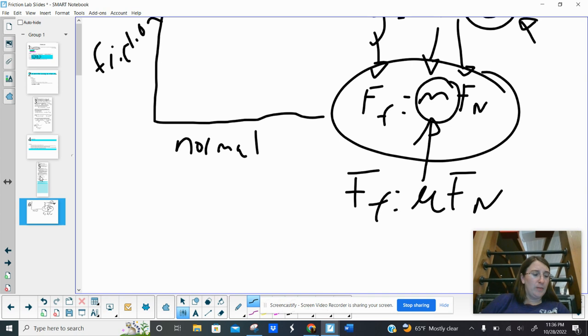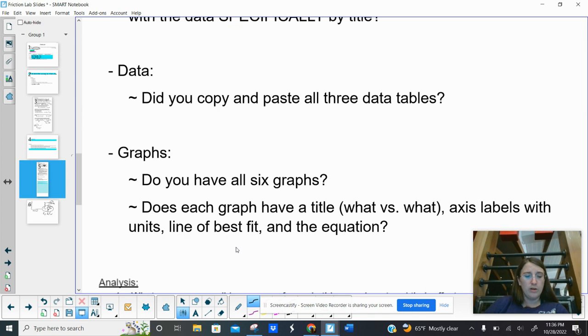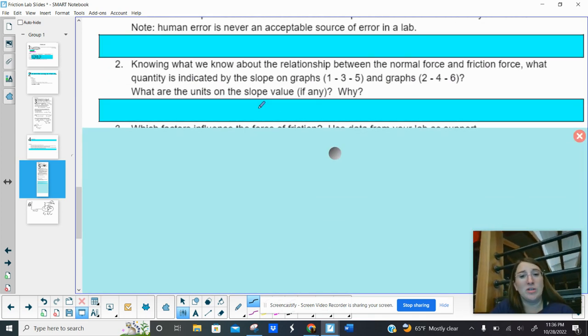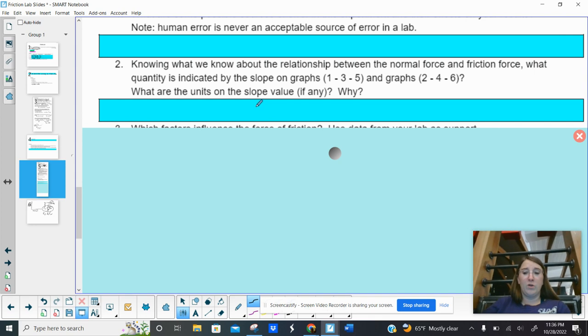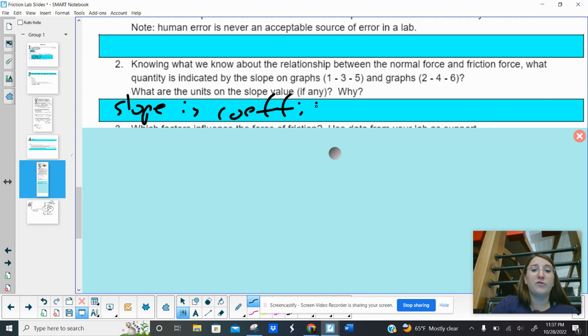So when you look back to the analysis questions, it said, knowing what we know about the relationship between normal force and friction force. Well, what we know is friction force equals coefficient of friction times the normal force. So our slope is the coefficient of friction. Now, it's the coefficient of friction between those two surfaces.